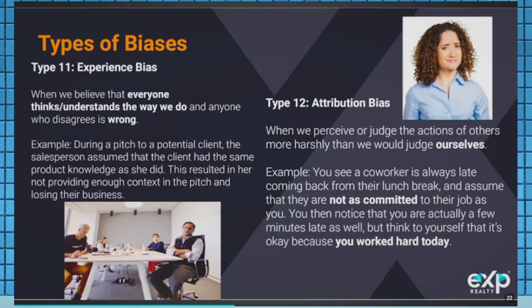Then we have attribution bias. This is one that happens all the time. When we perceive or judge the actions of others more harshly than we would judge ourselves. An example, you see a coworker is always late coming back from their lunch break and assume that they are not as committed to their job as you are. You then notice you're actually a few minutes late as well, but you think to yourself that it's okay because you worked hard today, right? I'm not going to tell you to raise your hands, but I would raise my hand on this one. I've done this. It's something that you have to catch, and something you have to work on.